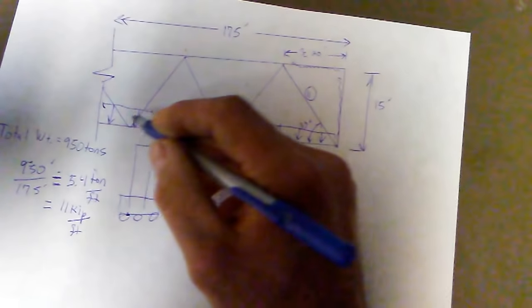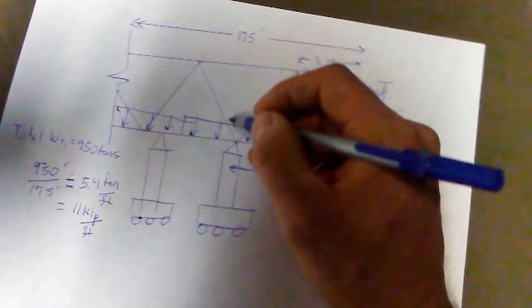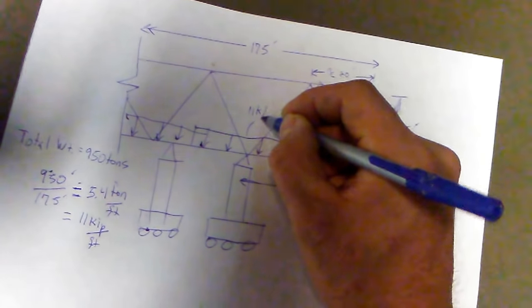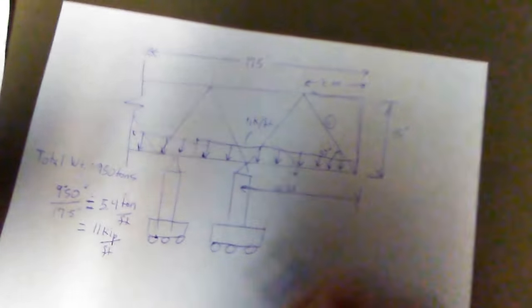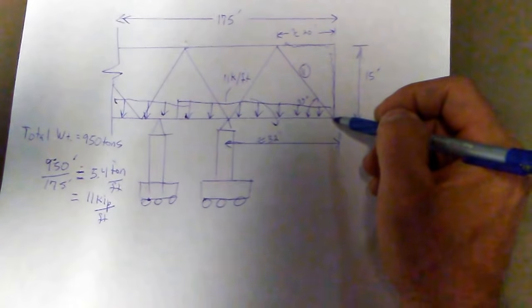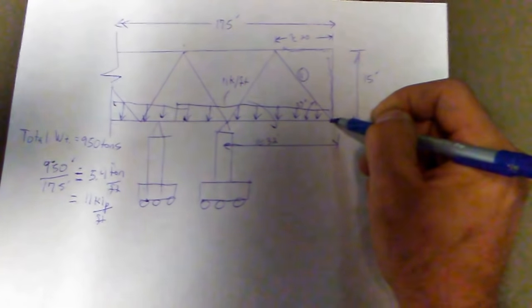So this uniform load, I'm going to represent it along the bottom here, is 11 kips per foot. That's how we represent a uniform load. 11 kips per foot is the weight of the bridge uniformly applied. So we know we need to figure out how much is at this point here.